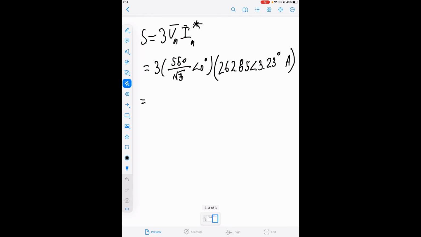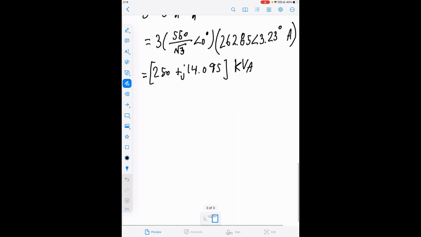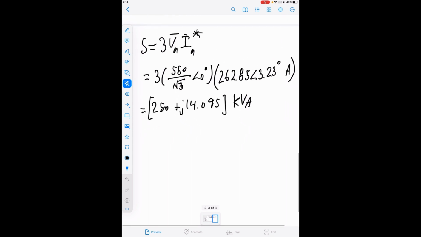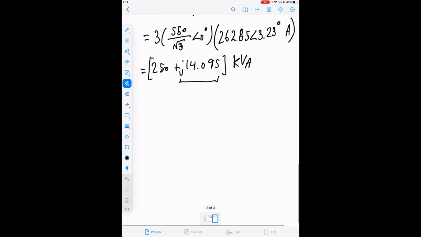Plugging into our calculators, we should get that S is 250 plus J 14.095 kVA. And then Q is just going to be the imaginary component of S. So we get that the reactive generation should be 14.095 kVAR.